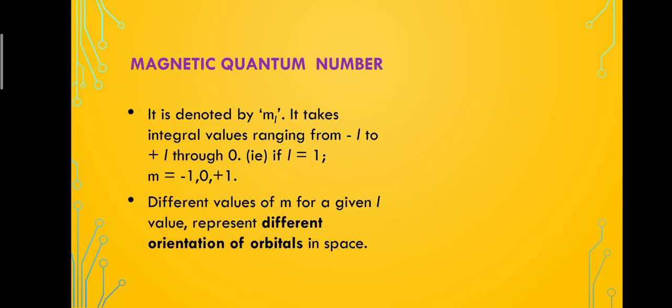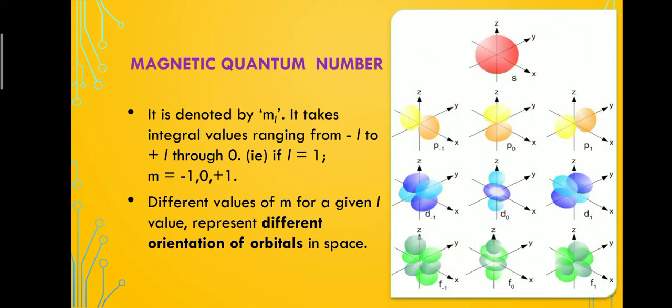And what does this magnetic quantum number represent? It denotes the different orientations of orbitals in space. So if L is equal to 0, the electron will be in an s orbital, and for L equal to 0, the magnetic quantum number is also 0. Its orientation is spherical; it doesn't orient towards any direction.